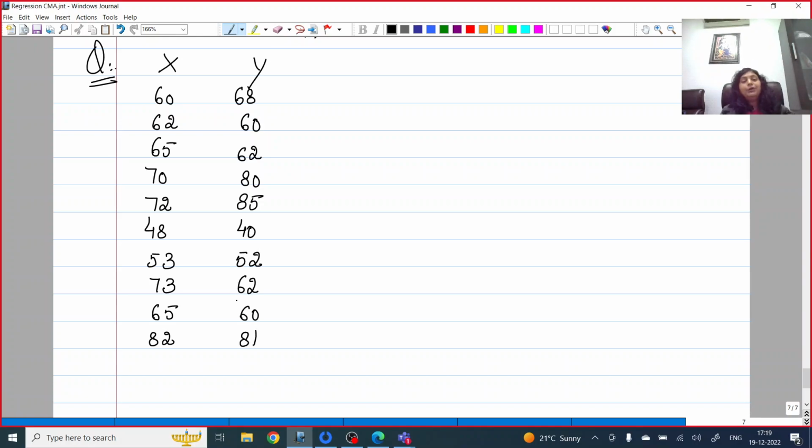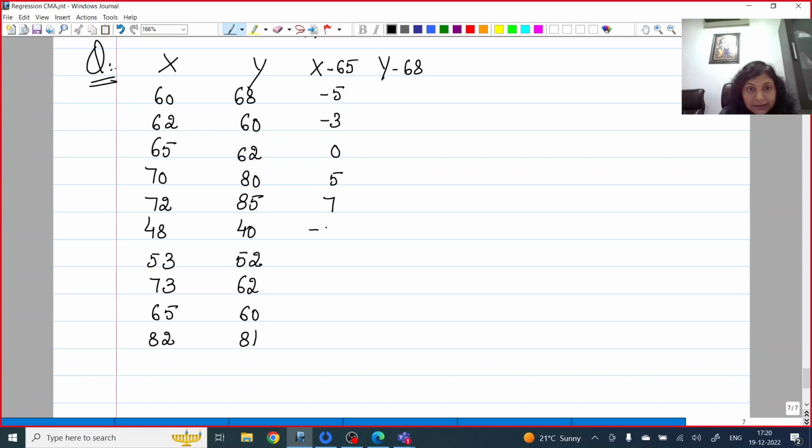Now let's compute the deviation from the assumed mean. First we have to assume the assumed mean of the X series and the assumed mean of the Y series. So let's say the assumed mean of the X series is 65 and the assumed mean of the Y series, fine, we take it as 68. Okay, so let's solve. We have 60 minus 65, minus 5, minus 3, 0, 5, 7.